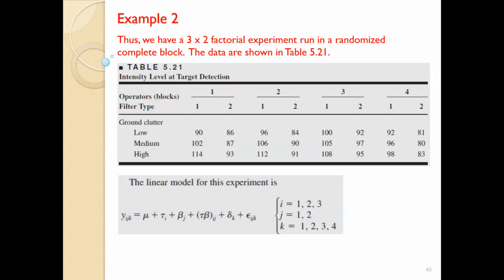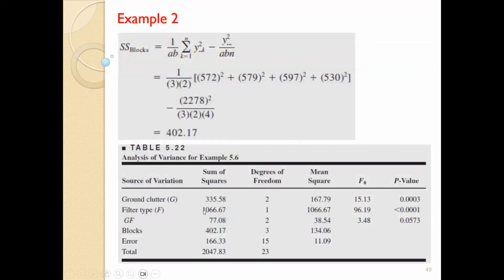For this case, we will analyze the effect of I, maybe ground cluster, and J, the filter type, and the interaction of ground cluster and filter type, and the block. This shows the ANOVA analysis table. We can find that the ground cluster and filter type affect the response, but the interaction has no effect because the p value is greater than 0.05. That's clear.